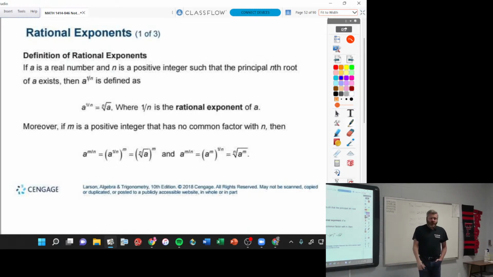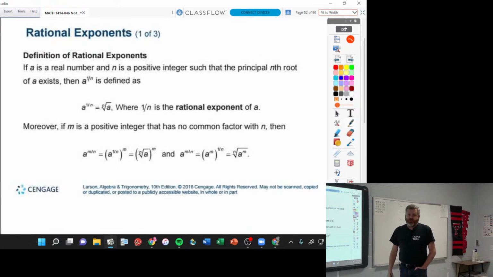So far, all the exponents we've been dealing with happen to be integers. Some are positive, we can deal with negatives, it doesn't matter. Now we're going to look at rational exponents, which means my exponents are going to be fractional.